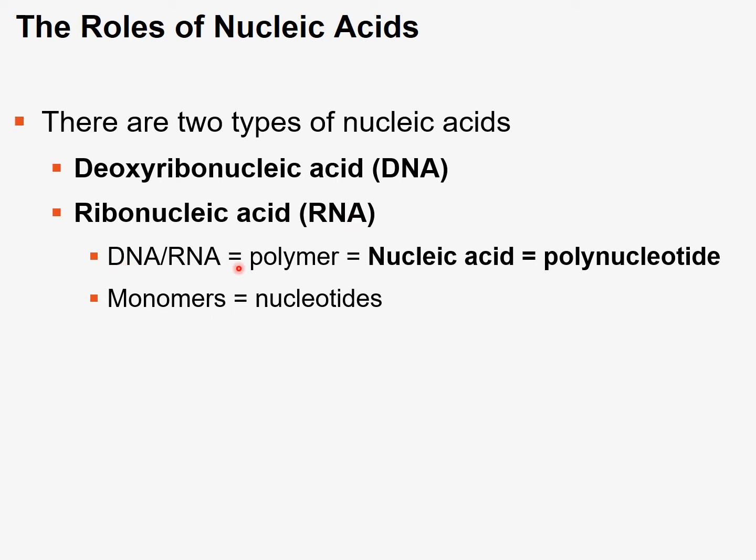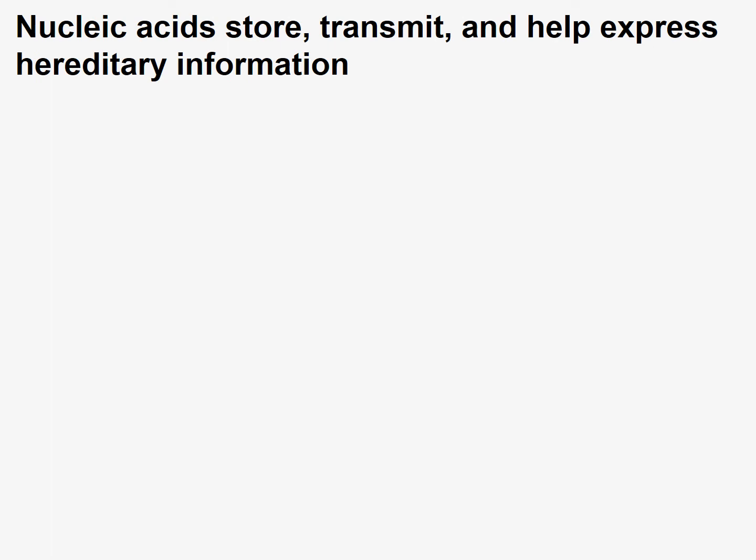So DNA and RNA are polymers, and the polymers are made up of monomers called nucleotides. So they could be called a polynucleotide. So the monomers are the nucleotides. They are connected by what's called a phospho. Nucleic acids store, transmit, and help express hereditary information. Now, remember, you were introduced to gene expression in chapter 1. We're going to go over it in a little bit more detail at the end of the semester. However, it's important to talk about now how nucleic acids can store and transmit, and then, of course, help express hereditary information.